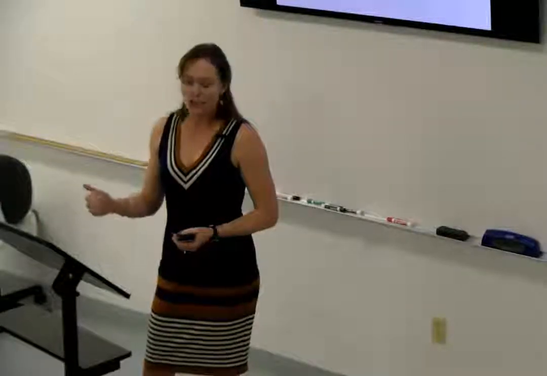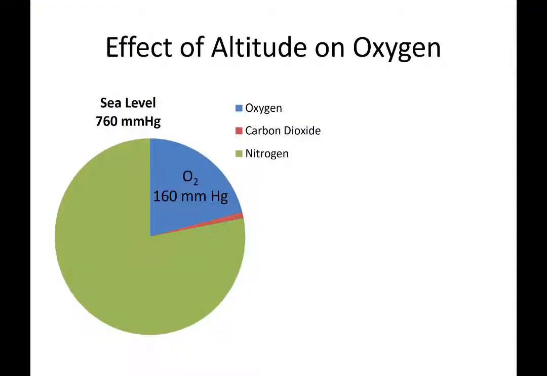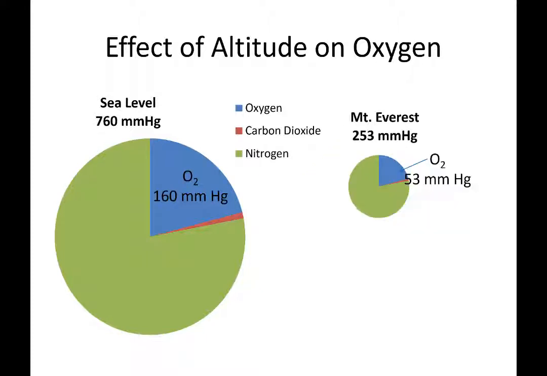So the effect of altitude on oxygen: at sea level, we have this little graph here showing 760 millimeters of mercury. That's the standard that we go with. Oxygen, at roughly 21%, is 160 millimeters of mercury, rounded. Here in Prescott, because we start off with just 630 millimeters of mercury in the atmosphere, our oxygen content is 132 millimeters of mercury. That means we have a lot less oxygen available than you would at sea level. In fact, if you go up to Everest, this is how much you have, 53 millimeters of mercury. That's what's out in the air.